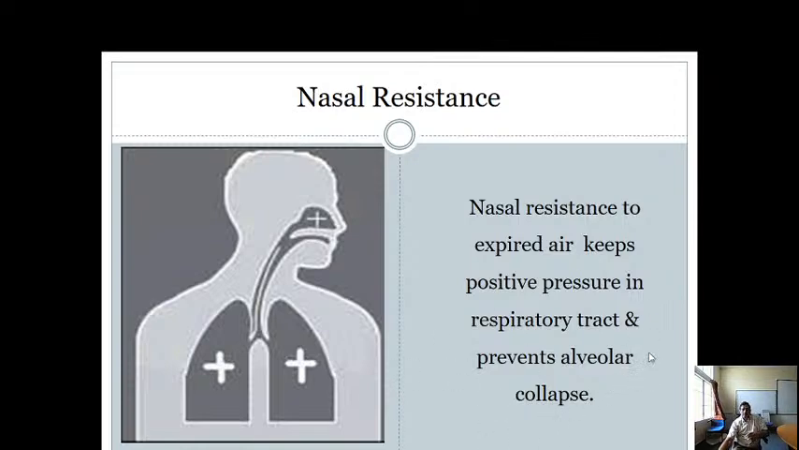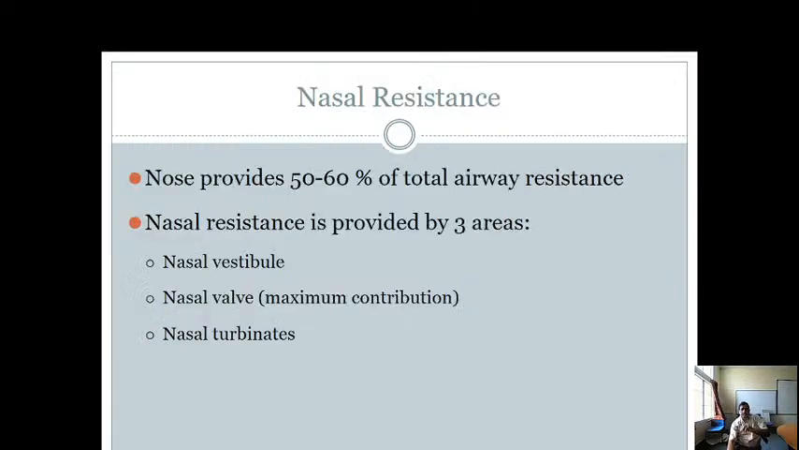And alveolar collapse is prevented by an obstruction here, which produces a positive pressure, and so the alveoli totally do not collapse. So that is the function of the nasal resistance.